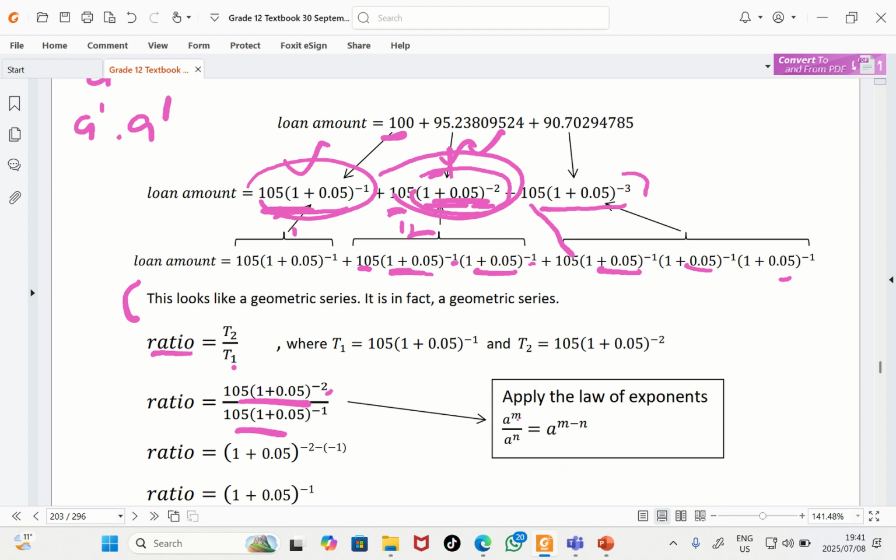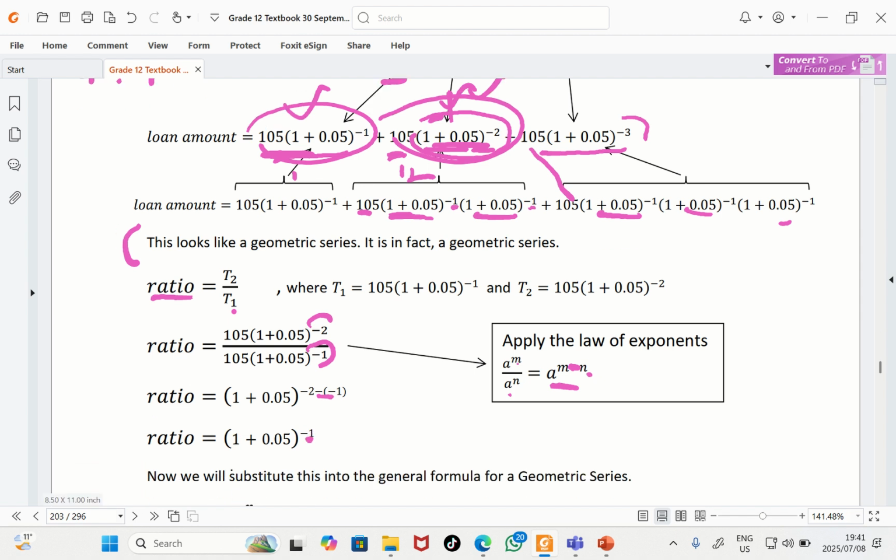So a to the power m over a to the power n is the same as a to the power m minus n. That's literally that. So this is my a. So I can just simply subtract the exponents. Here's my m. My m is minus 2. And then minus, after that, minus 1. This gives us an answer of minus 1. This is my ratio. So it's 1 plus 0.05 to the power minus 1.